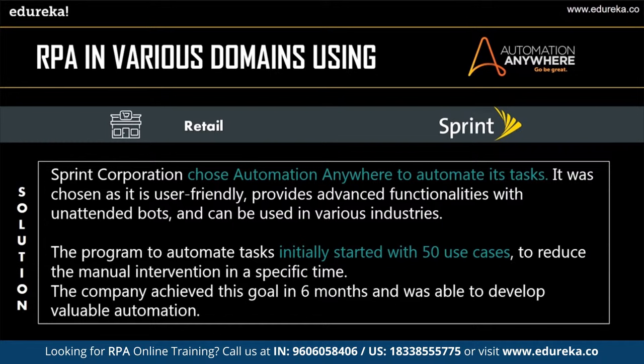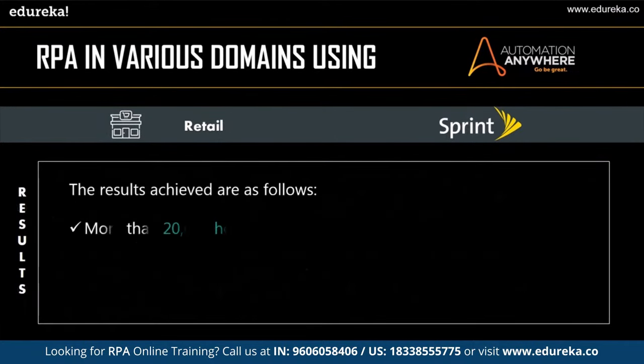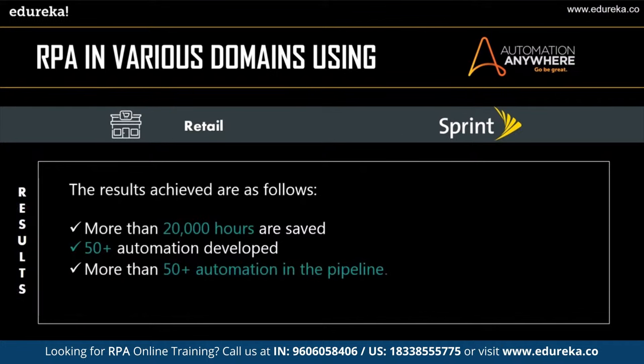The program to automate tasks initially started with 50 use cases to reduce the manual intervention in a specific time. The company soon achieved this goal in 6 months and was able to develop the valuable automations. So that's how, guys, the Sprint Corporation used Automation Anywhere to automate their tasks. So the results of Sprint Corporation using Automation Anywhere are as you can see on my screen.